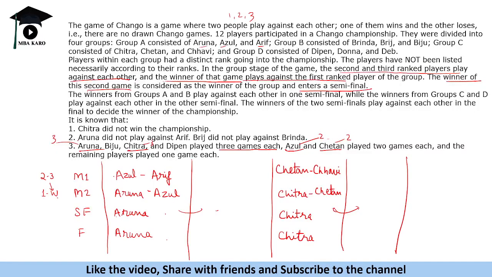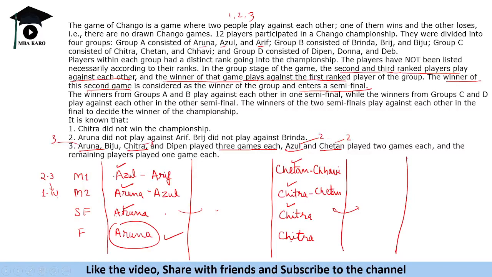Now it is also given that Chitra did not win the championship. So Aruna is the winner of the championship. Let me mark who the winners are also. Azul is the winner. Aruna is the winner. Aruna is the winner, and here also Aruna is the winner. Now in this case, Chetan is the winner because Chetan is moving ahead. Chitra is the winner. Chitra is the winner. In this case, Aruna is the winner. So Chitra is not winning.